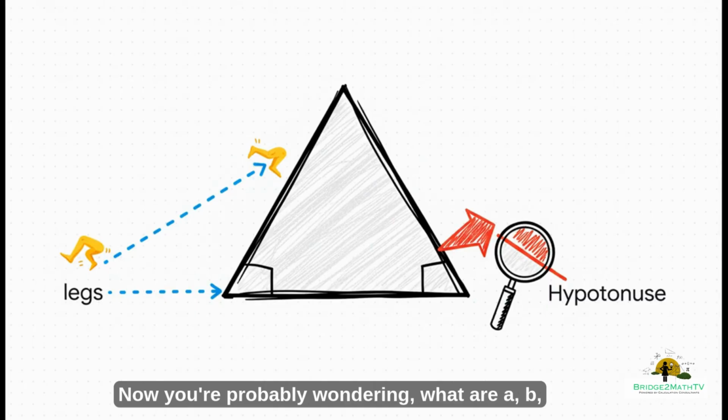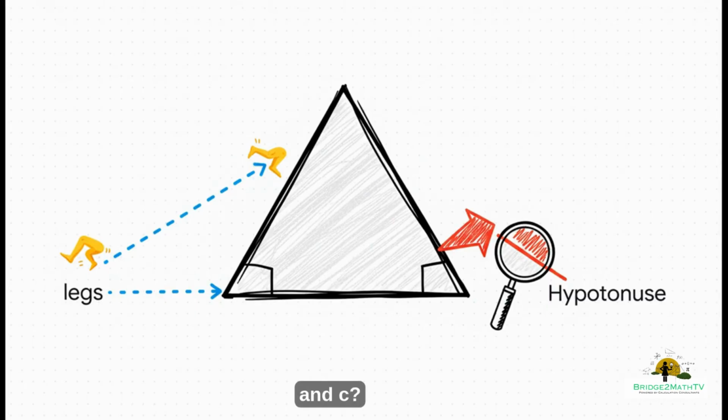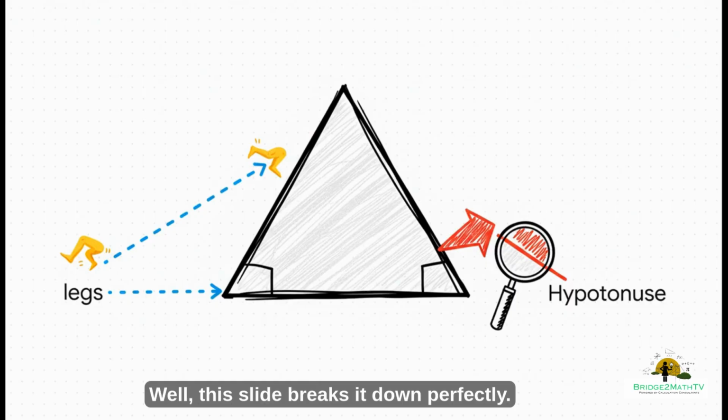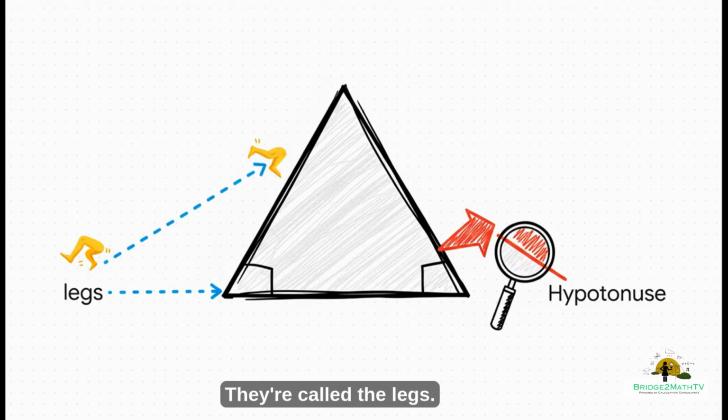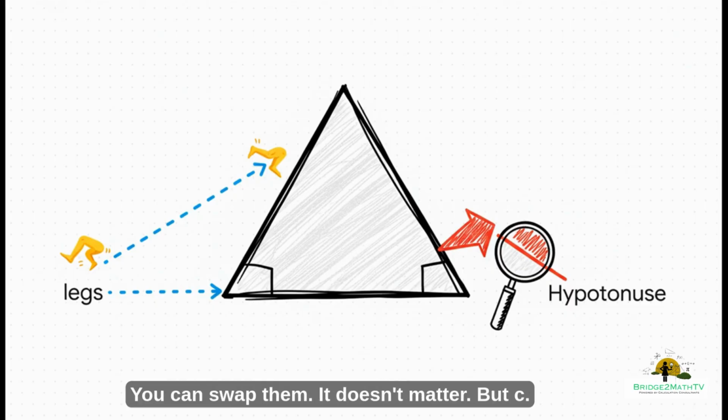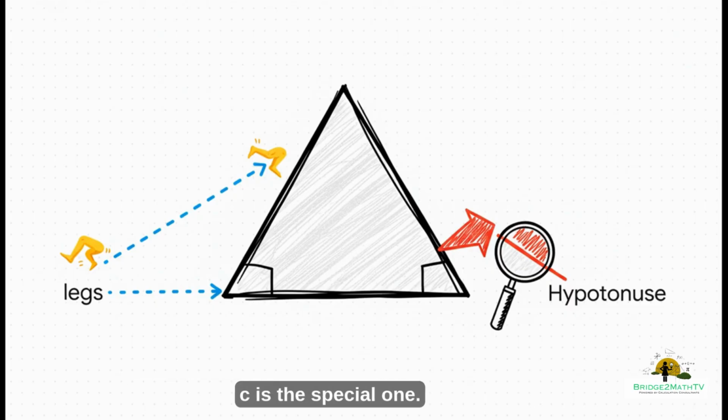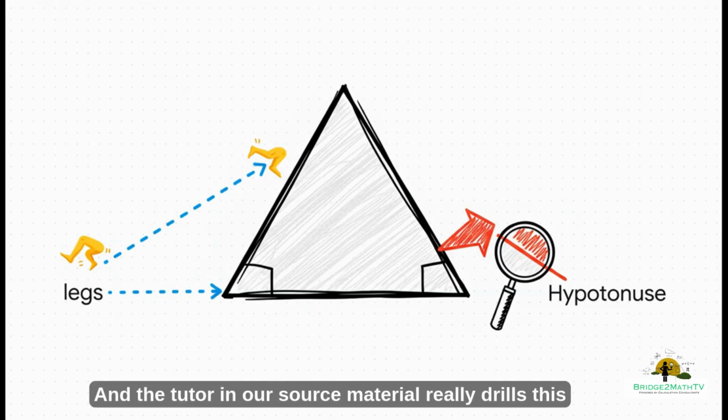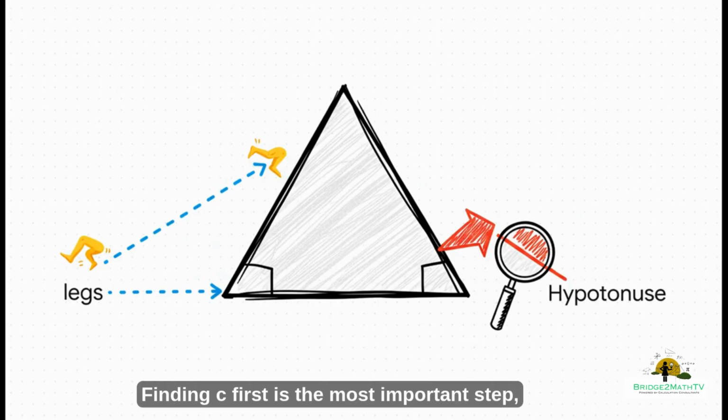Now you're probably wondering, what are A, B, and C? Well, this slide breaks it down perfectly. A and B are the 2 shorter sides. They're called the legs. You can swap them, it doesn't matter. But C is the special one. C is always the hypotenuse. And the tutor in our source material really drills this in. It is always the single longest side of the triangle. Finding C first is the most important step, for sure.